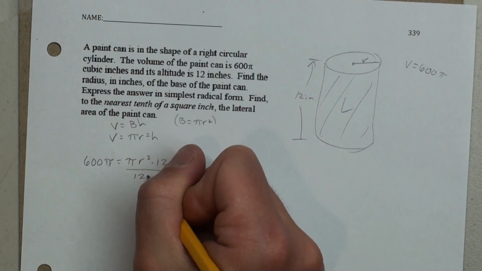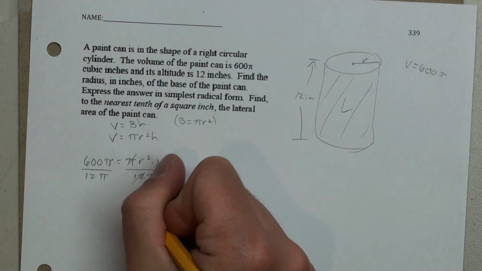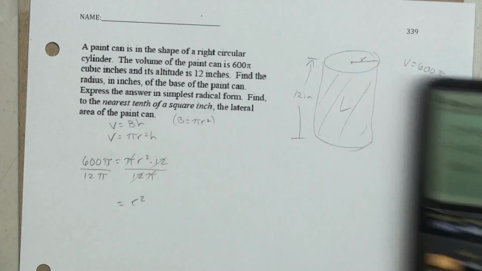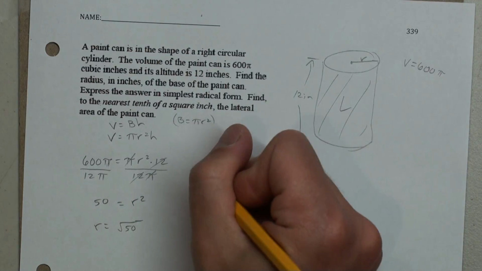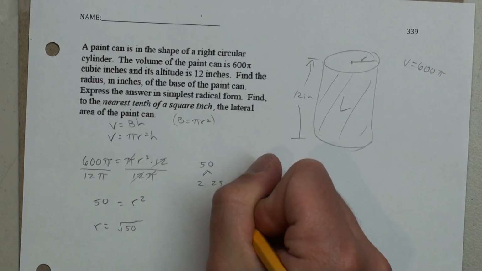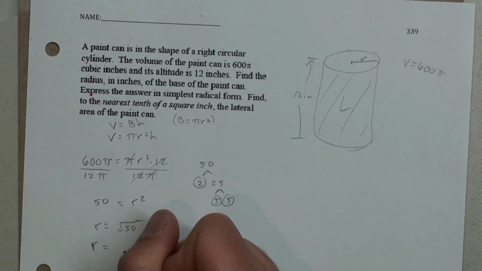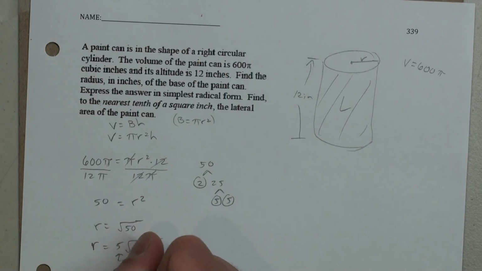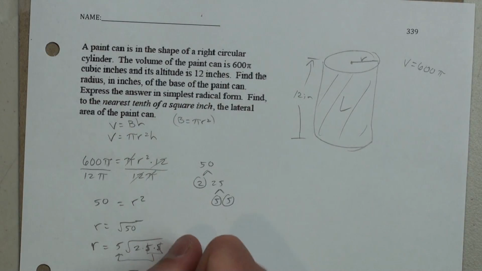So let's divide by 12 pi. Cancel, cancel, cancel, cancel. So r squared equals, and let's see if 600 divides by 12 evenly, 50. So r squared is 50. So r is the square root of 50. If I take 50, I can do 2 and 25, 5 and 5. So r equals the square root of 2 times 5 times 5. R equals 5 radical 2. Simplest radical form. That's inches.